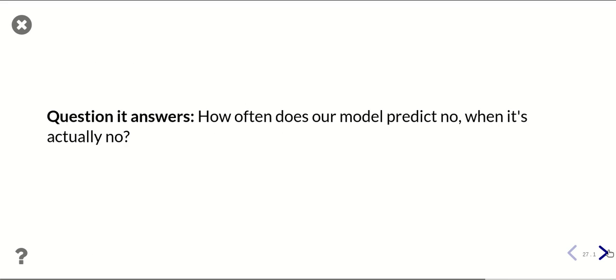So the question, this is really hard to pronounce. The specificity of a model, the question it tries to answer is: how often does our model predict no when it's actually a no? So that's what it tries to answer.